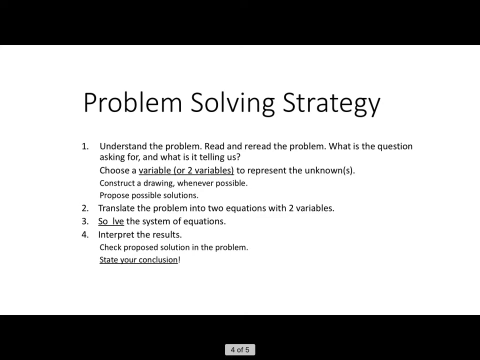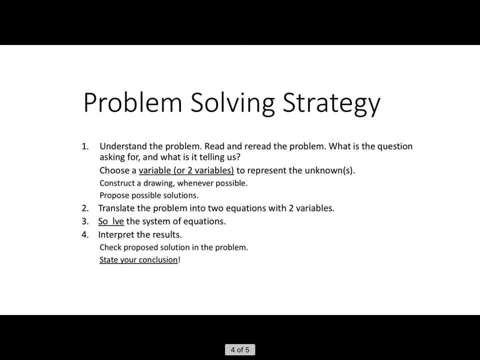Constructing a drawing really helps when you can do it. Sometimes it doesn't make sense for the problem. And proposing possible solutions. Think about what makes sense for the problem that you're looking at. If you're talking about distance, that can't be negative, right? A rate can't be negative. If you're talking about the rate that somebody's jogging at, it wouldn't be 1,000 miles per hour, right? So that's what that means, thinking about what the answer could be.